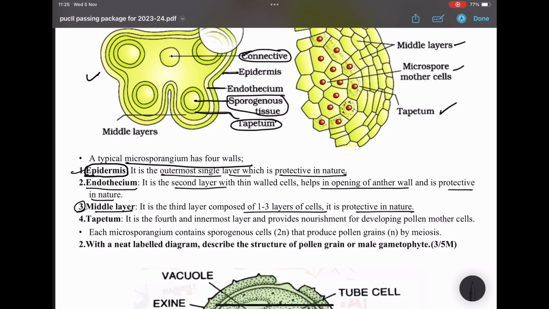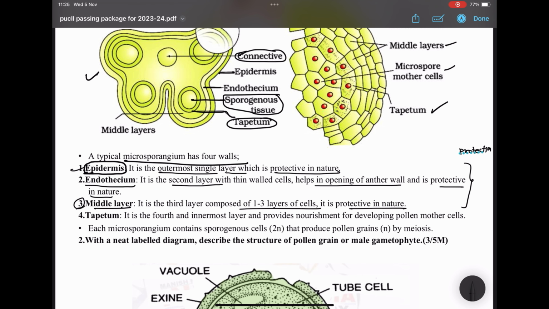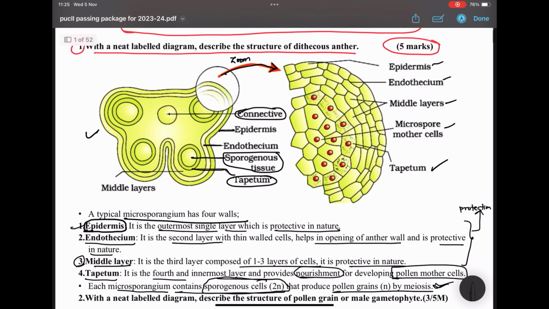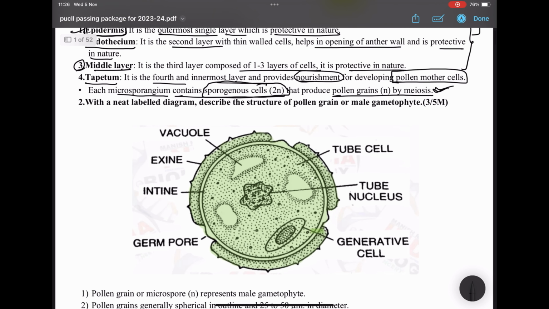And the middle layer, which is 1 to 3 layers of cells and is protective in nature. The fourth one, the tapetum, is the innermost and provides nourishment to the developing pollen mother cells. Each microsporangium contains sporogenous cells and produces pollen grains by meiosis.